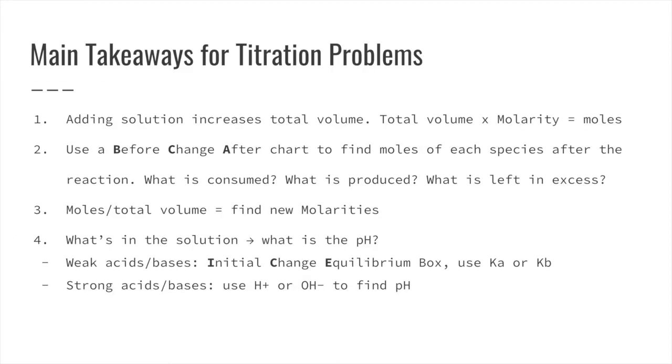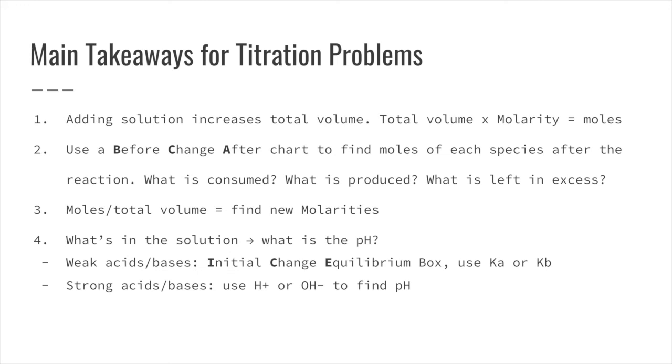Some main takeaways for titration problems in general. Number 1, adding a solution increases the total volume. This means that when you add in the strong base, when you're getting to the equivalence point, the volume changes, it increases. Total volume times the molarity of each species equals the moles.